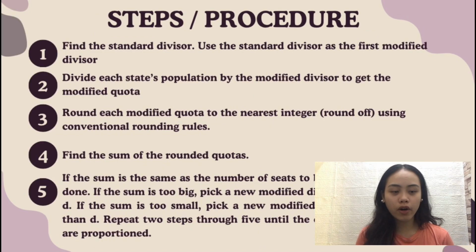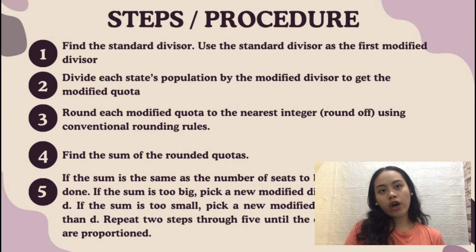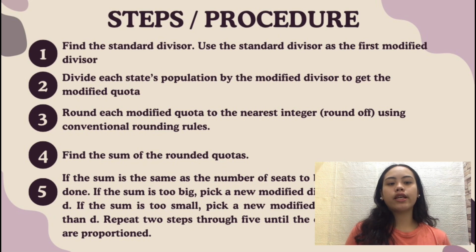Alright, now let's move on to steps and procedure. In Webster's method, there are also steps and procedures that help you know how to solve a certain problem. There are 5 steps that you have to know in solving a problem. The first one is you have to find the standard divisor. You have to use the standard divisor as the first modified divisor.